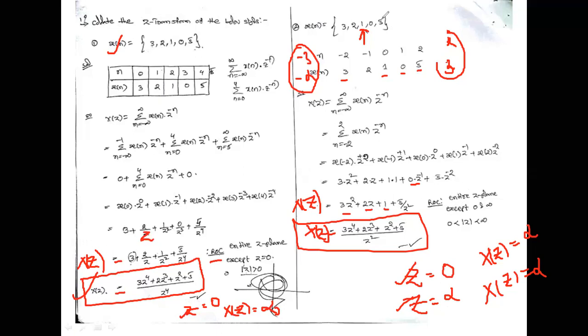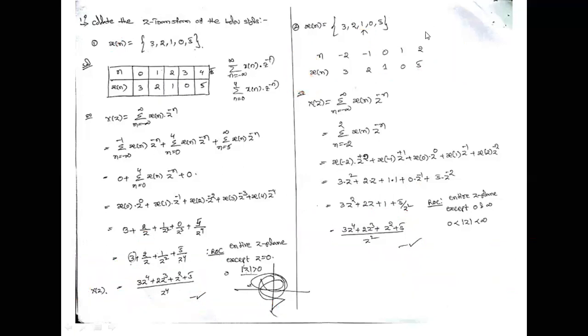How can we find the ROC? The function x of z that we have, you substitute the z values. It is not equal to infinite. Then only it can exist. If it is infinite, it is not in the region of convergence. It is unbounded. It is not in the bounded conditions. Got it? Next example.